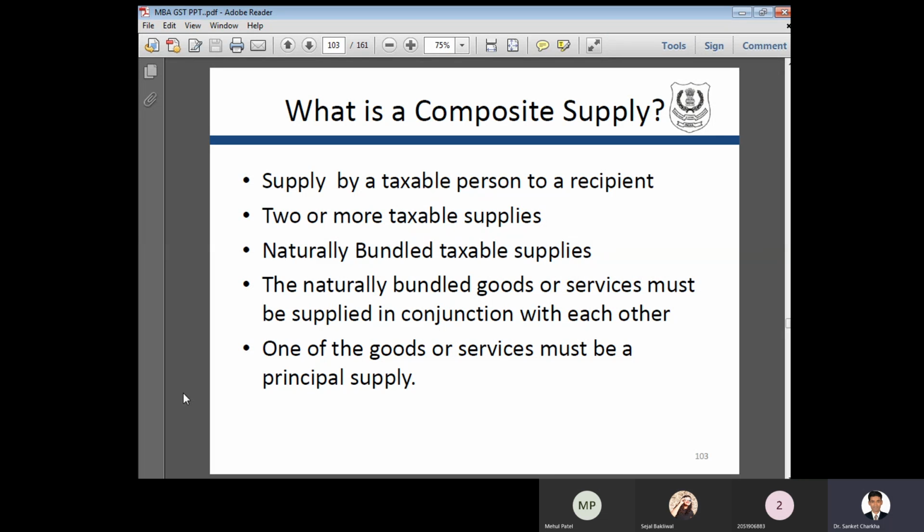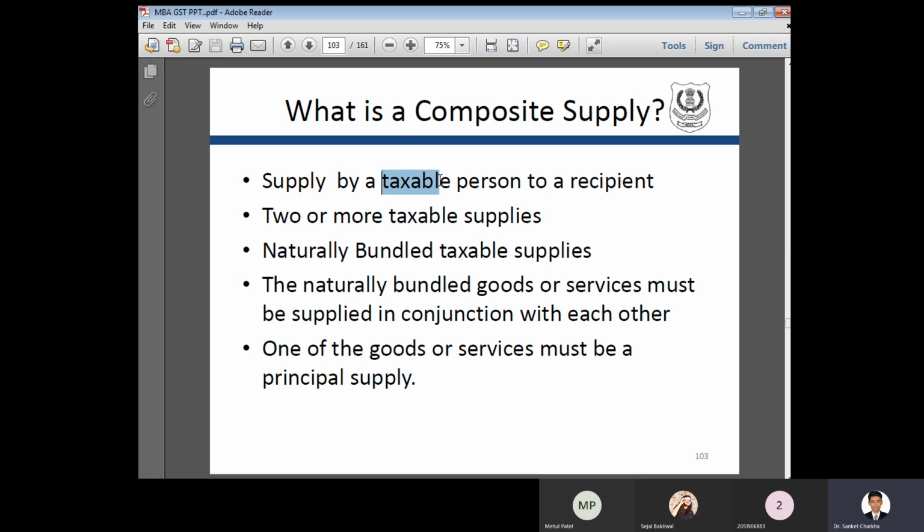Yes, sir. Now, going with the next unit or the subtopic, that is composite supply. So supply by a taxable person to a recipient. Same case in this consideration. Whenever you want to understand what is a composite supply, first thing you have to note is that there should be a supply. What is the meaning of supply? That the goods have been transferred from one place to another place, one person to another person by a taxable person to a recipient. So here, where does the major differentiation come in?